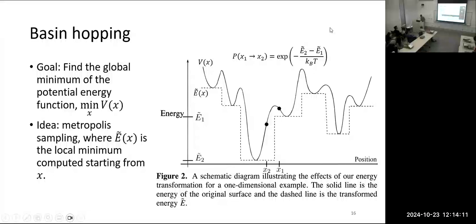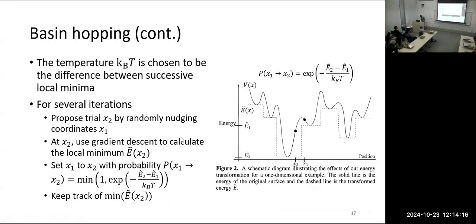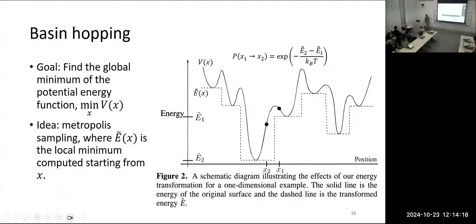So how does basin hopping work? Well, basically, we want to find the lowest possible value of the potential energy function. And the way we're going to do this is outlined here. What I'm showing on the graph on the right is what the original potential energy surface might look like, this V of x, which is the dark curve. And we want to find the minimum of this dark curve.